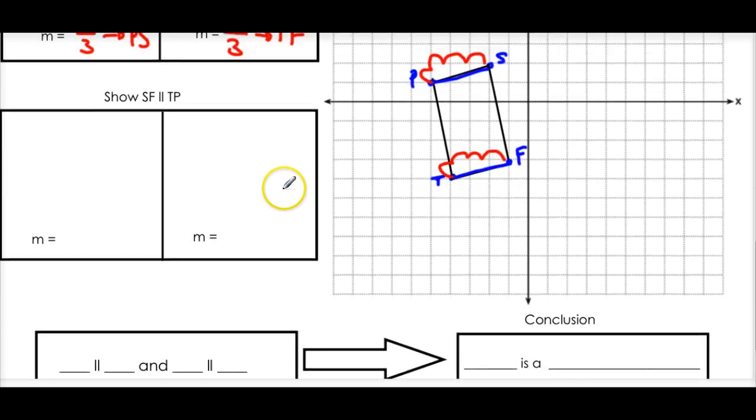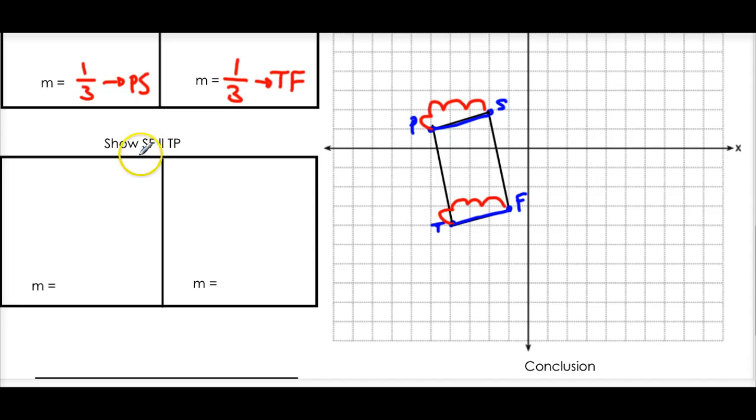Awesome. All right, the next part is showing that SF, our other line over here, is parallel to PT, because both sets of opposite sides need to be parallel, or else it could be a trapezoid, so you have to do it twice. So once again, I'm going to use my counting method. I want you guys to use the slope formula.